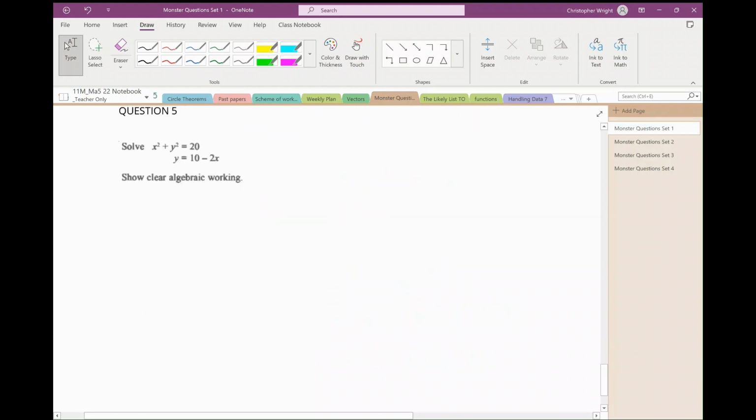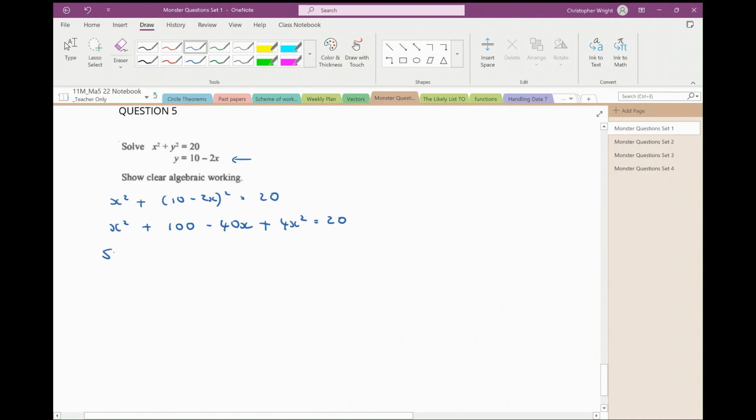Okay, I'm going to take the expression for y given to me here and substitute it into the first of the equations. So that's going to give me x squared plus (10 minus 2x) squared equals 20. So now I simply need to solve this quadratic equation. That's going to be x squared plus 100 minus 40x plus 4x squared equals 20.